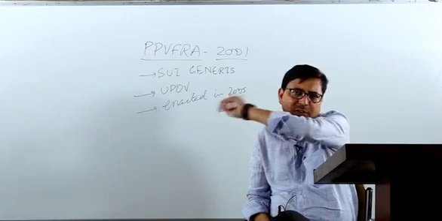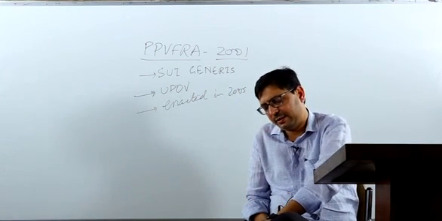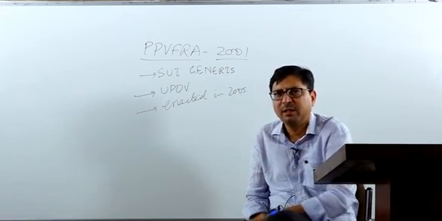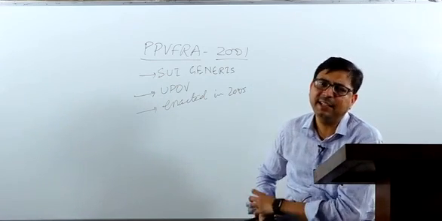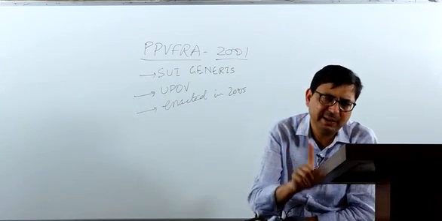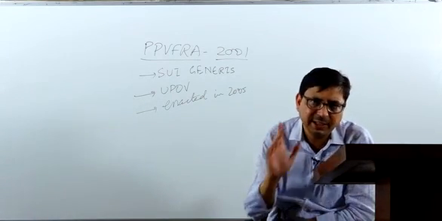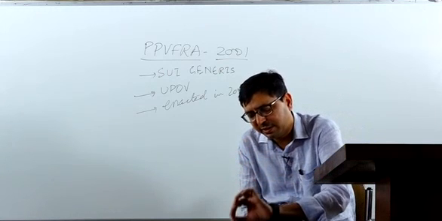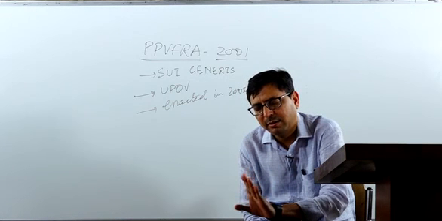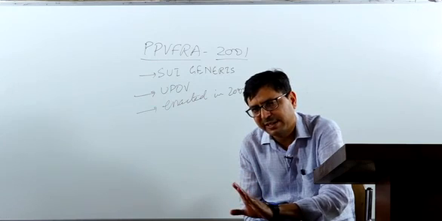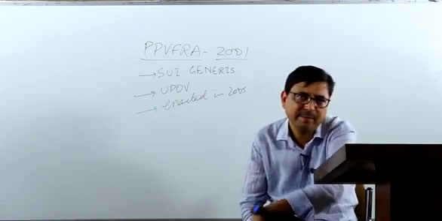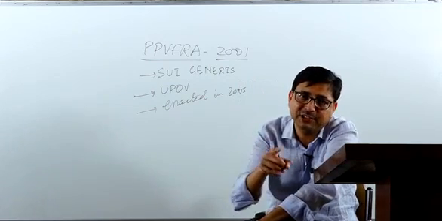Point number 3 of this law is that there is a provision called National Gene Fund. What is National Gene Fund? Basically, National Gene Fund operates under the Protection of Plant Varieties and Farmers' Rights Authority, which functions under the Ministry of Agriculture. Remember this: Farmer, Agriculture, and under that, National Gene Fund.